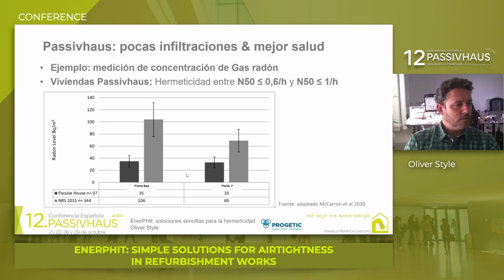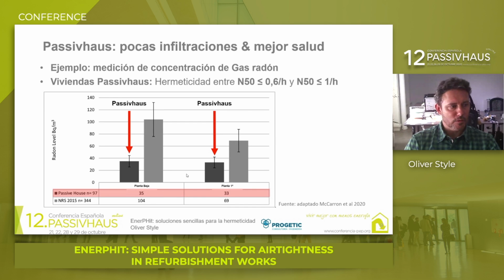The graph shows the results of average radon concentrations in the passive house homes, on the ground floor and on the first floor. And we can observe that the average concentration was below 40 becquerels per cubic meter, with minimal variation between the ground and first floors. However, in the reference homes, radon concentration on the ground floor exceeded the recommended limit of the WHO of 50 becquerels per cubic meter. And then on the first floor, the concentration was lower.